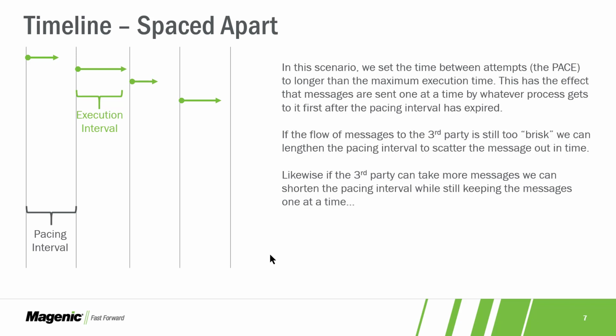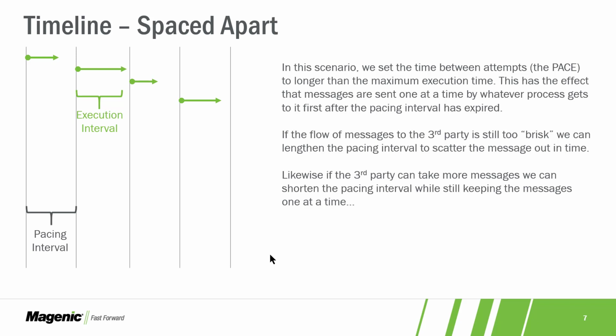The black lines represent the pacing interval, and the green lines represent the execution of one unit of work from start to stop. If the average or maximum execution time for a unit of work is less than the pacing interval, the upshot is that no matter how many workers we have consuming the message queue and trying to send to the third party, we're going to be sending messages one at a time.